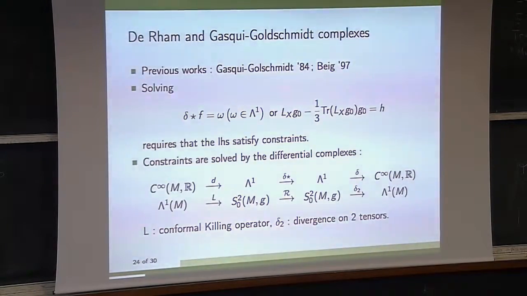Or if you want to solve this equation here, again, the right-hand side has to satisfy some constraint. These constraints are all described by these two elliptic complexes. The first complex is more or less a variant of the de Rham complex, and the second complex is here. Here you have one-forms, here you have TT tensors, traceless two-tensors. Here you have your conformal Killing operator. You have your linearized Cauchy-York tensor, and you have your two divergence.